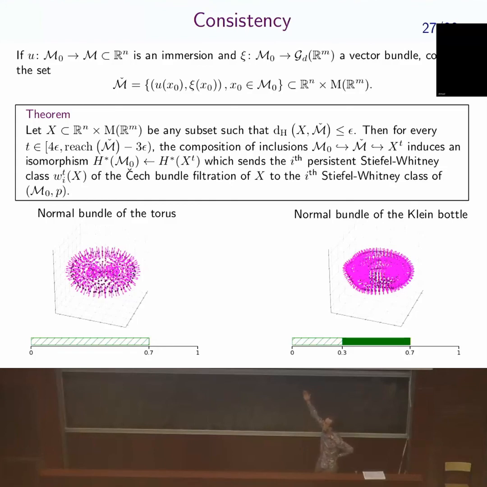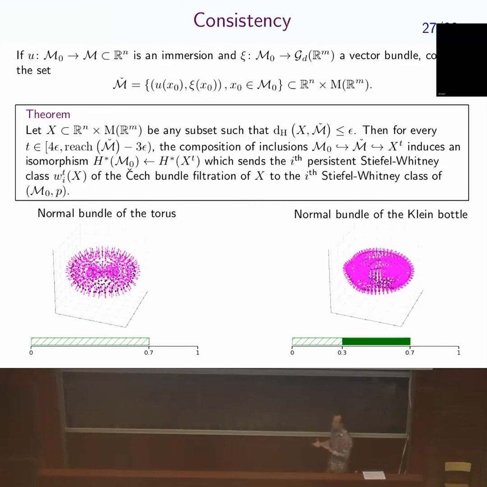Two experiments here. This is a torus, a sample of the torus, and I consider the normal bundle of it. I computed the live bar of its first persistent Stiefel-Whitney class, and I obtained this. It is the empty set. This is the same example on the Klein bottle. And as you can see, it is non-zero from 0.3, which is consistent with the first Stiefel-Whitney class of the normal bundle of the Klein bottle, because it is non-zero.